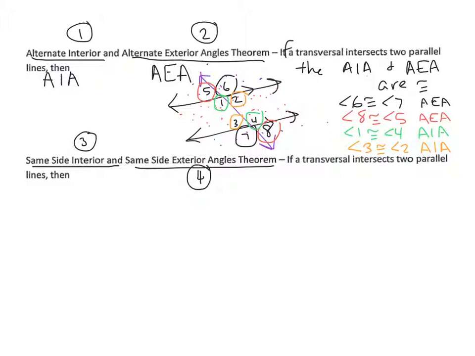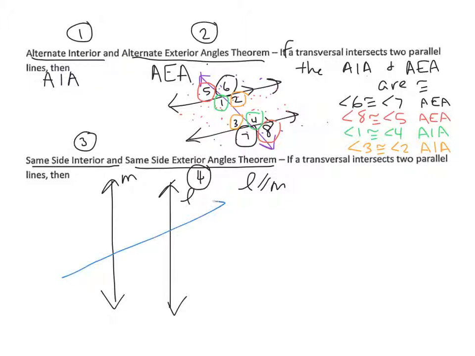Okay, second part, same side interior. So I'm going to draw two parallel lines. So I can either say that they're parallel. This is M, this is L. I can give you that L is parallel to M. And then I'm going to have a transversal, the line that crosses the lines. And I'm going to write down 1, 2, 3, 4, 5, 6, 7, 8.